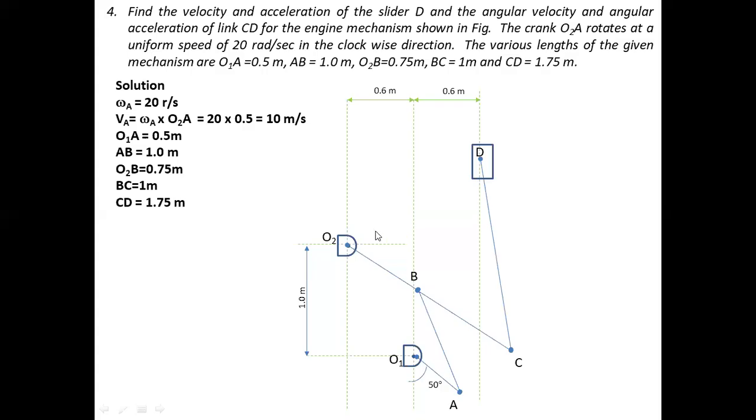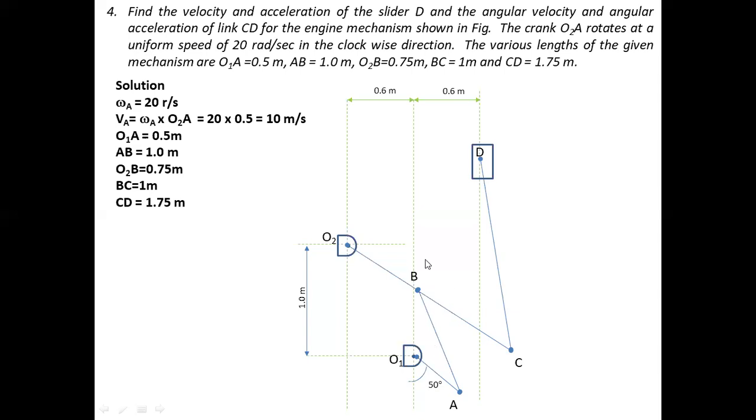Hello. In this class, we'll discuss velocity and acceleration diagram with 6 linkages. So this is the given problem statement. What we have: crank OA is given, which is at an angle of 50 degrees. The crank speed is available, 20 radian per second, that rotates in clockwise direction.